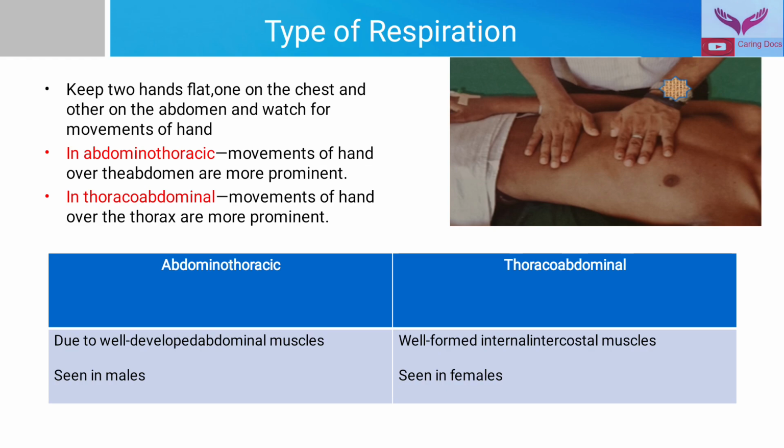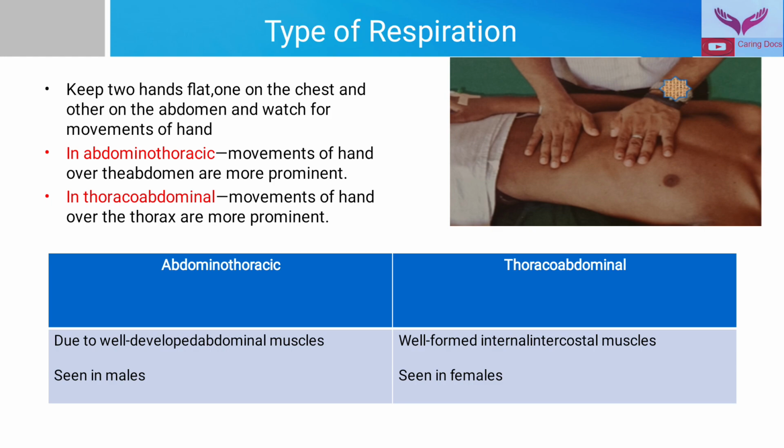Usually, two types of respirations are seen. First is the thoraco-abdominal or abdominothoracic. In thoraco-abdominal, the predominant movements are of the thorax, and abdominal movements are less prominent. It is seen in females. Abdominothoracic respiration is due to well-developed abdominal muscles, and it is seen in males. How do we check?